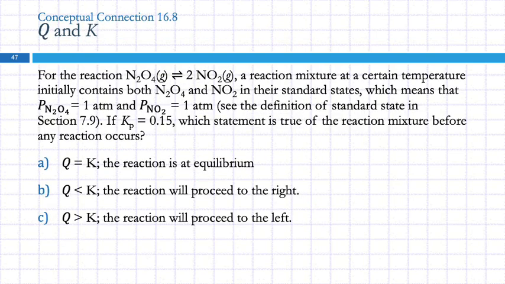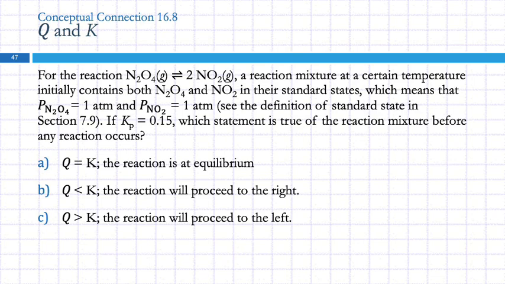Okay, so conceptual question. For the reaction N2O4 to NO2, same thing. A reaction mixture at a certain temperature. Why does it say certain temperature? Because it has to be at a given temperature. Do we need to know what the temperature is? No. So here they just didn't bother to get creative and tell us what the temperature was. They're just like, okay, the temperature is this number.